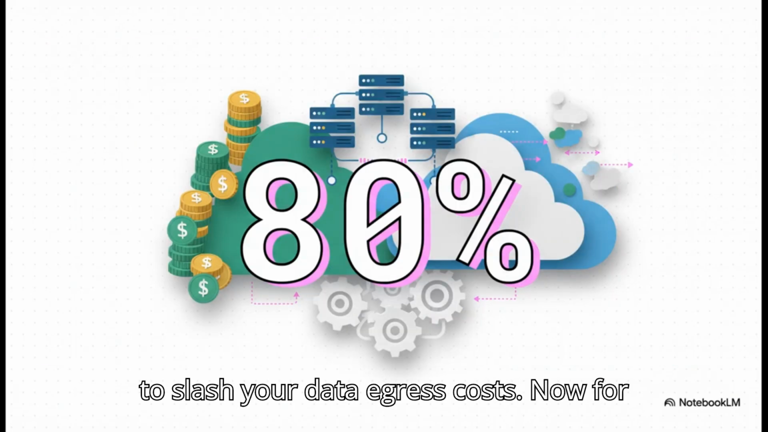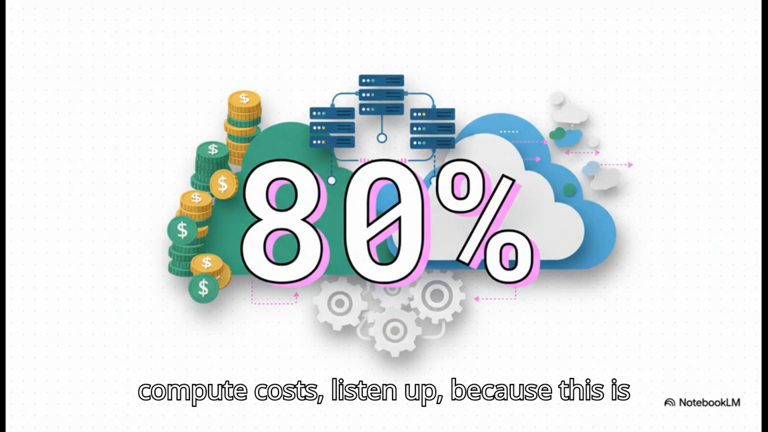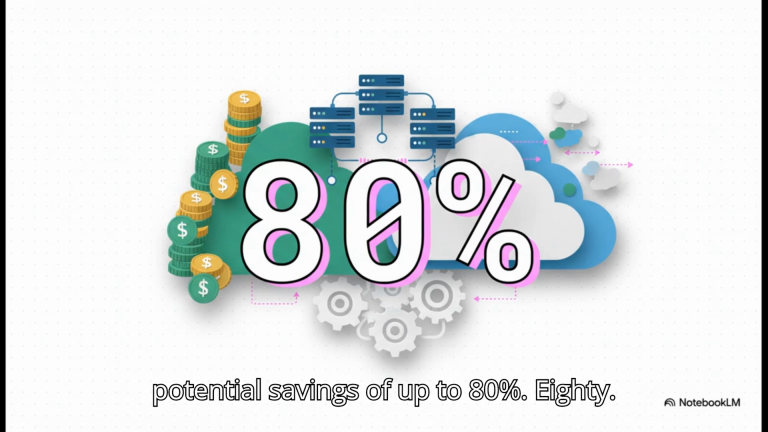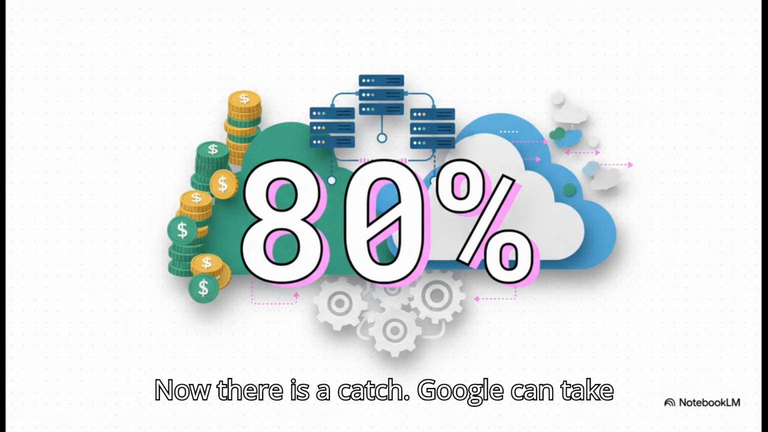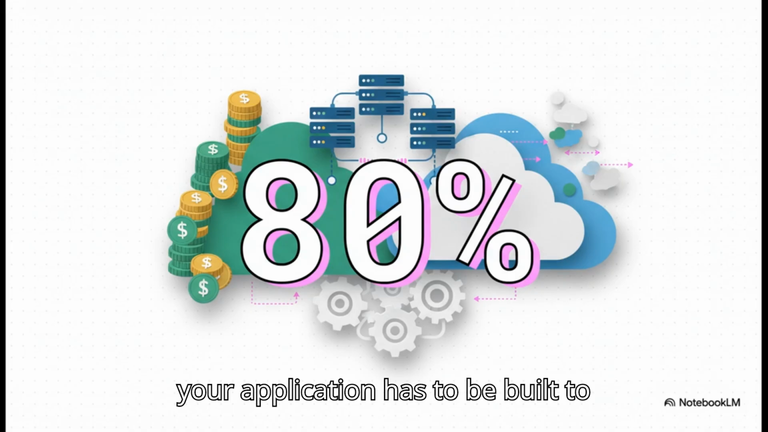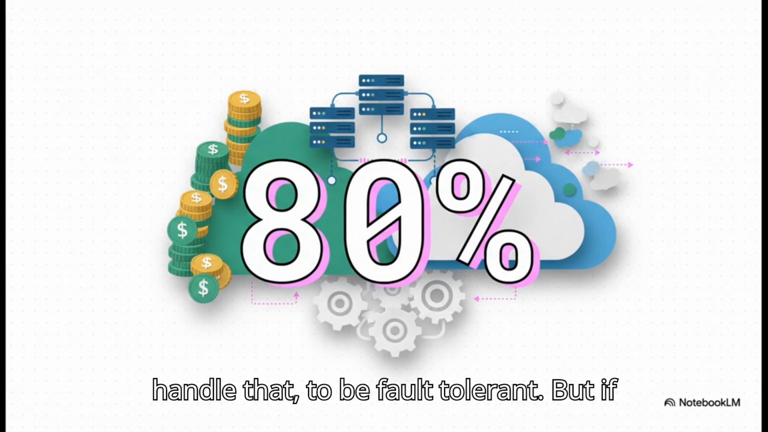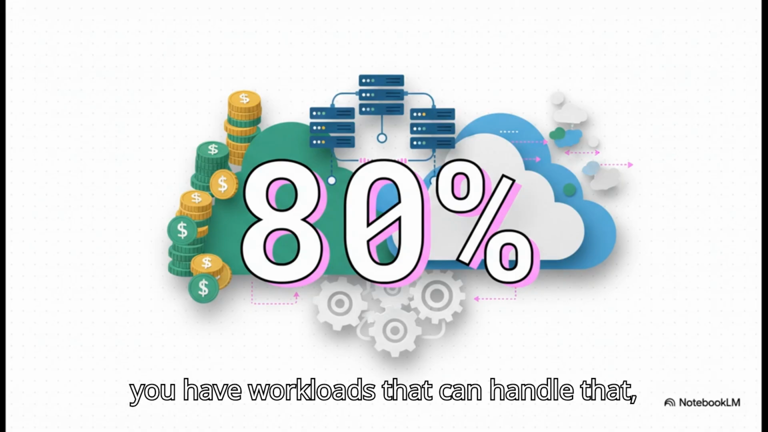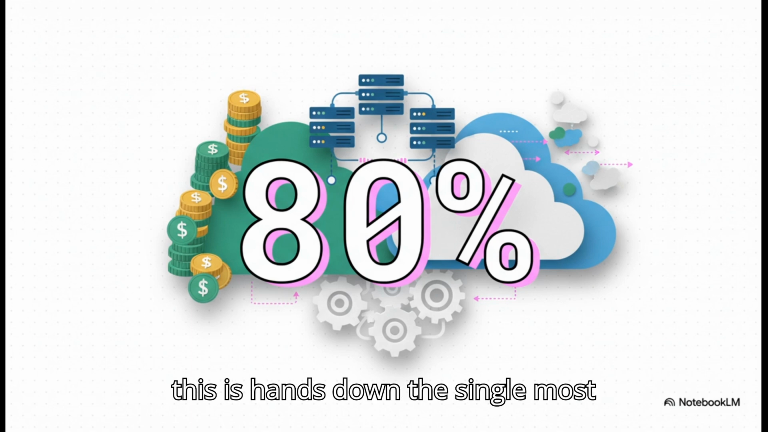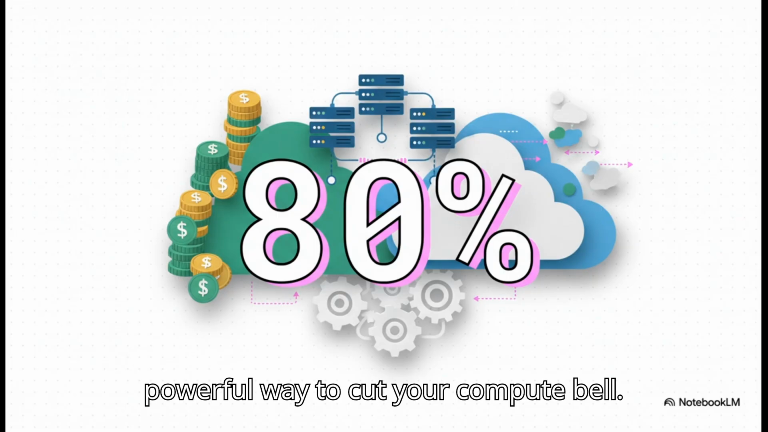Now for compute costs. Listen up, because this is the big one. Spot VMs. We're talking potential savings of up to 80%. 80! Now, there is a catch. Google can take them back with very little warning, so your application has to be built to handle that, to be fault tolerant. But if you have workloads that can handle that, like batch jobs or stateless web servers, this is hands down the single most powerful way to cut your compute bill.